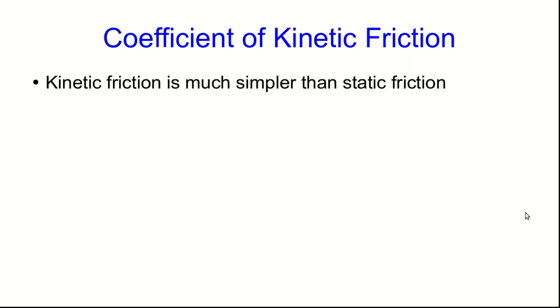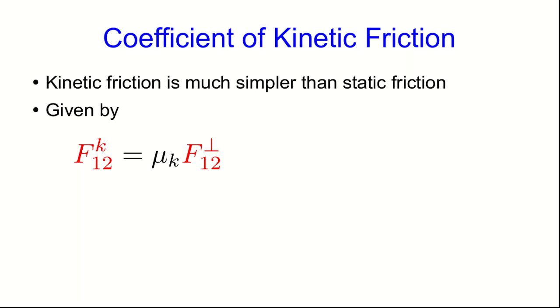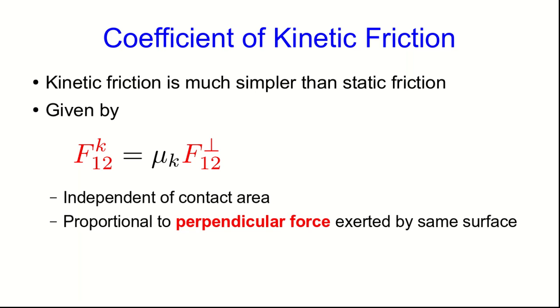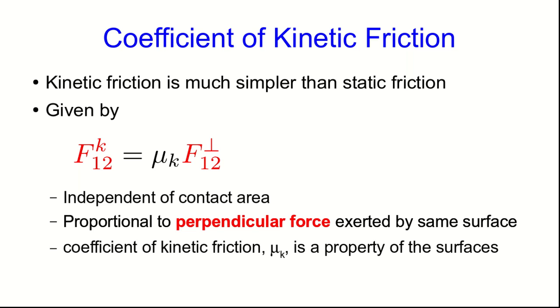On the other hand, once things start sliding, things are simpler. Kinetic friction is a much simpler force than static friction in many respects. It is actually given by mu k times the perpendicular force. Like the static friction, this is independent of contact area. There's that same proportionality to the perpendicular force. And the coefficient of kinetic friction is again a property of the surfaces.